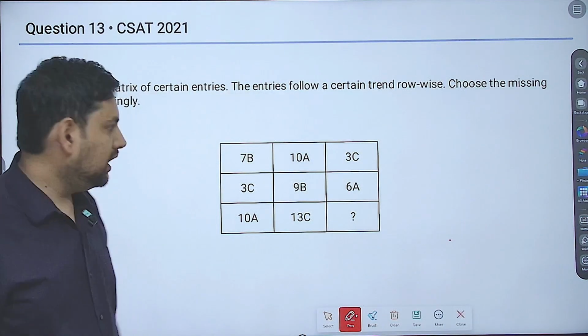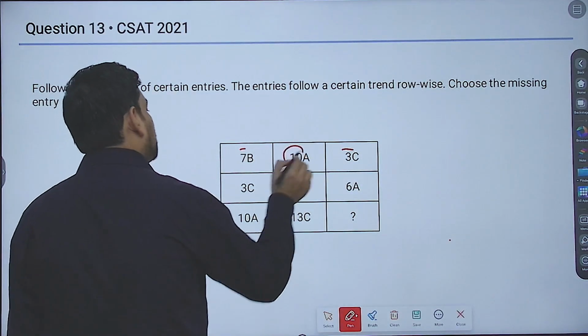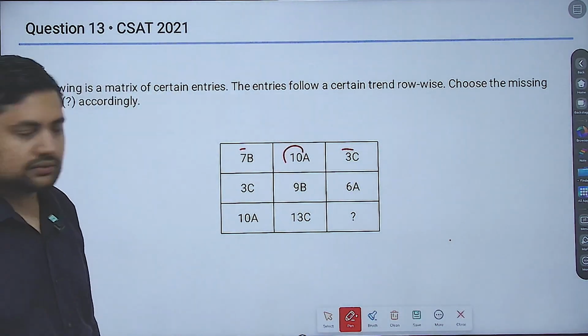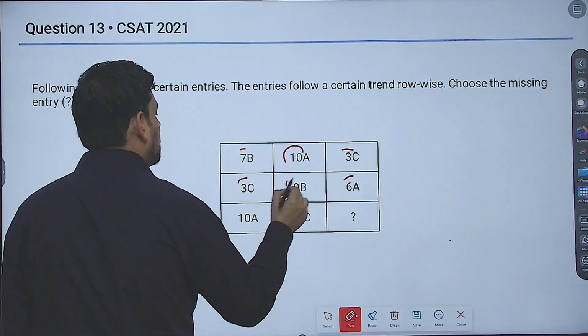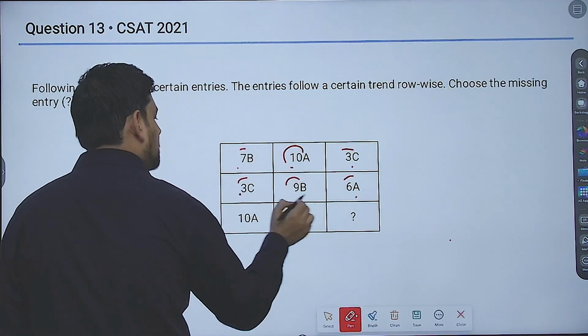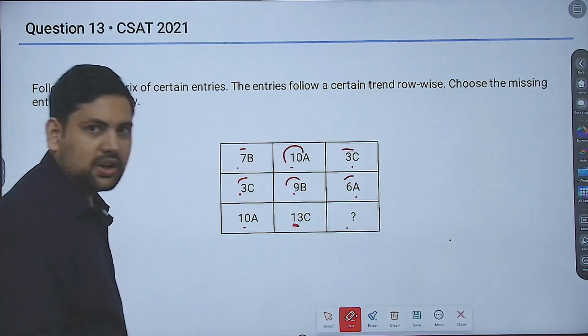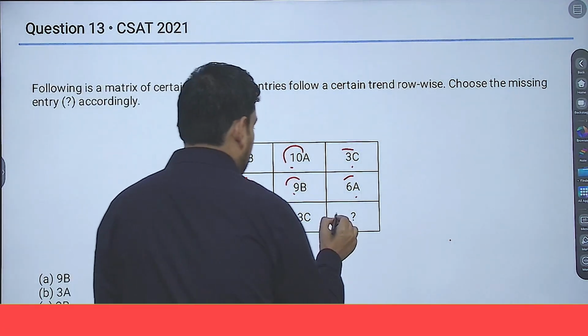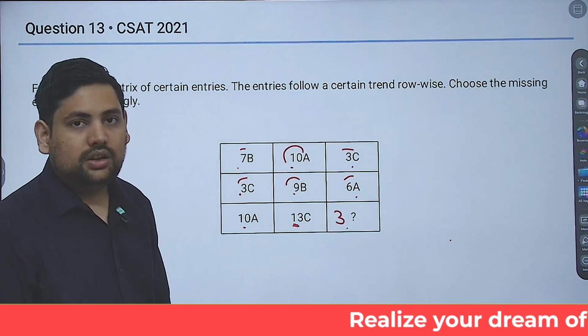If you look carefully, this is 3, here you have 7, in the middle you have 10. Then here you have 6, here you have 3, in the middle you have 9. So basically 7 plus 3 is equal to 10, then 3 plus 6 is equal to 9. Similarly 10 plus something has to be 13. What may that number be? That number may be 3, because 10 plus 3 is equal to 13.